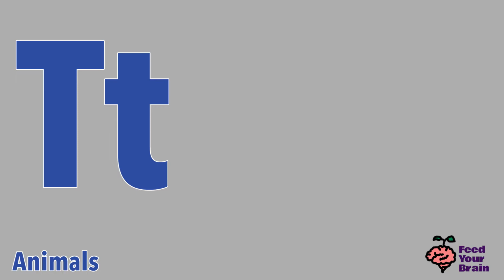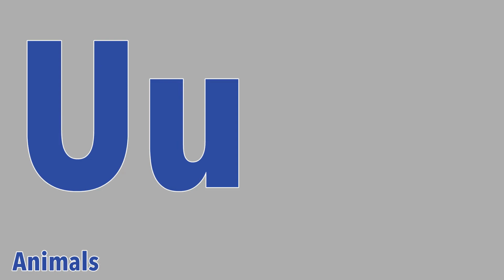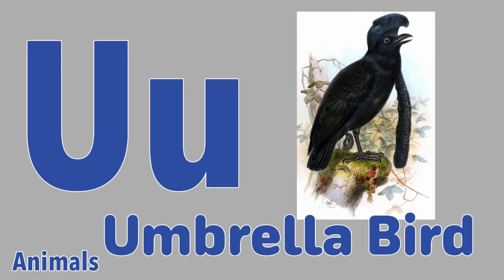What letter is this? This is an uppercase T, and this is a lowercase t. What animal begins with the letter T? Turtle begins with the letter T. T is for turtle. This is the letter U. This is the uppercase U. And this is the lowercase u. What animal begins with the letter U? This is difficult to answer, because very few animals begin with the letter U. This is a bird, and on top of its head it looked like an umbrella. So this bird is called an umbrella bird. Umbrella bird begins with the letter U.